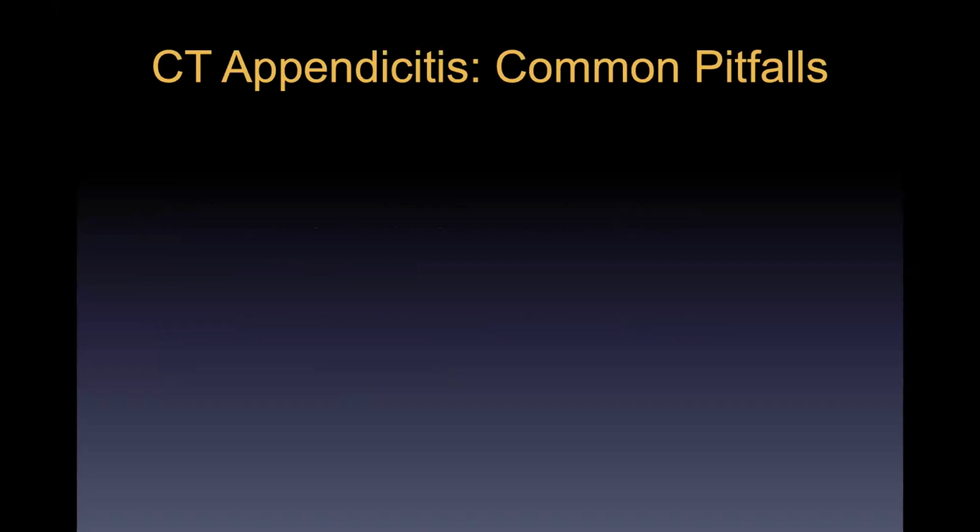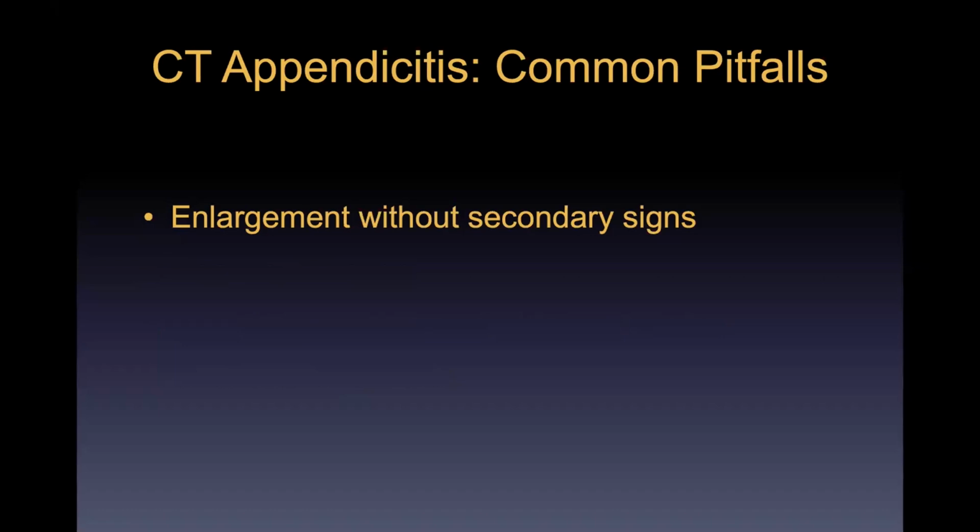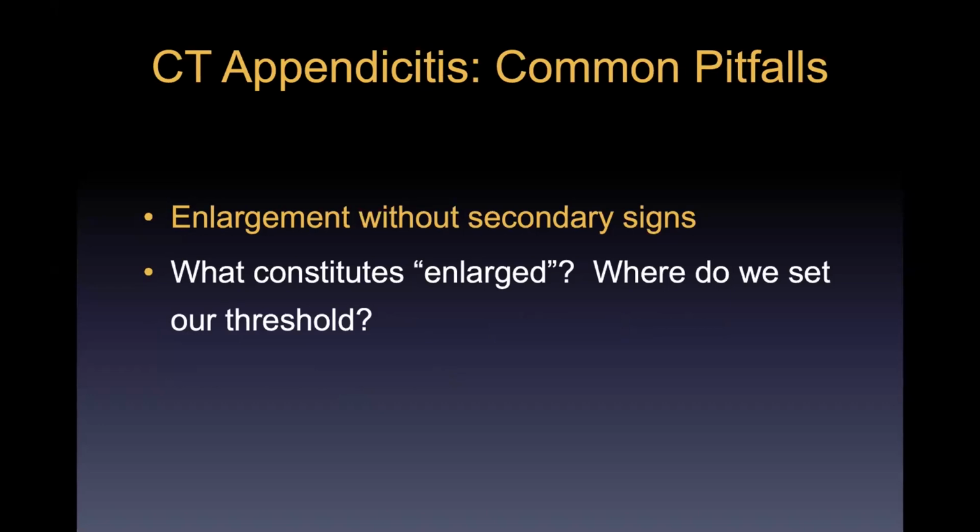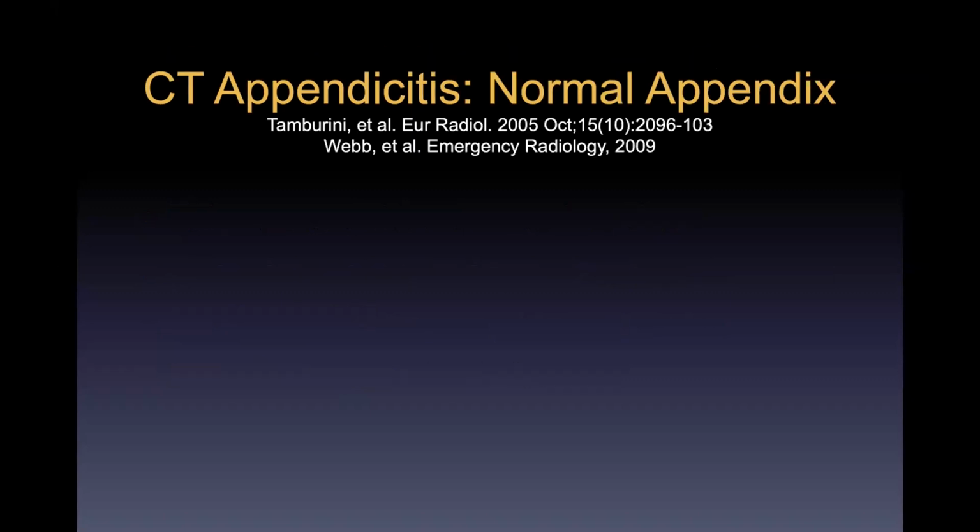So we're going to go through each of those scenarios one at a time, and we're going to start with enlargement without other signs of inflammation. So now I am forced to come back to that threshold issue of size, and where are we going to set our threshold for an enlarged appendix? So first, before we decide what's abnormal, let's talk about what is normal. So I refer to the 6 millimeter thing as the 6 millimeter myth.